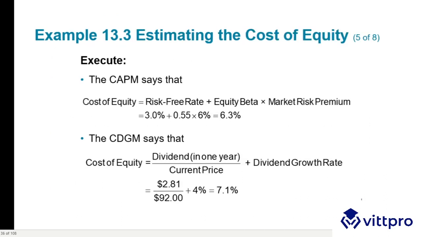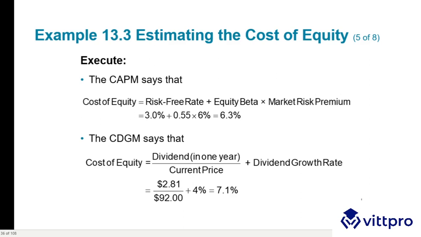So it's 6.3% and 7.1%: dividends in a year divided by current price, plus dividend growth rate. So that's the two ways of calculating the cost of equity. One is taking the market risk premium, which is compared to the S&P 500 and risk-free rate. The other one is taking its internal factors, right? Current price and dividends and dividend growth rate. So they are both different.